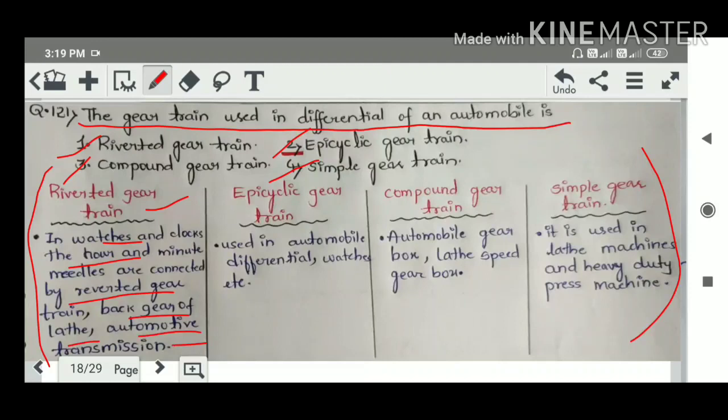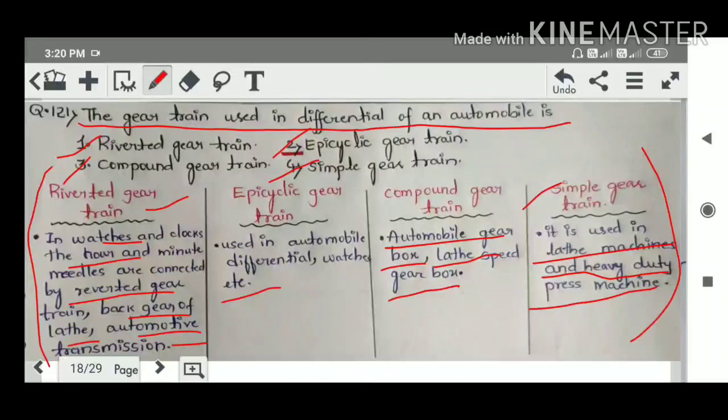And the second one is epicyclic gear train. Epicyclic gear train is used in automobile differential, watches, etc. Okay friends. And the third one is compound gear train. Compound gear trains are used in automobile gearbox, lathe speed gearbox. Okay friends. And the fourth one is simple gear train. Simple gear train is used in lathe machines and heavy duty press machines. Okay friends, you need to remember all these applications.